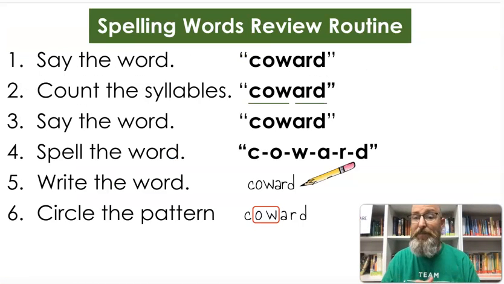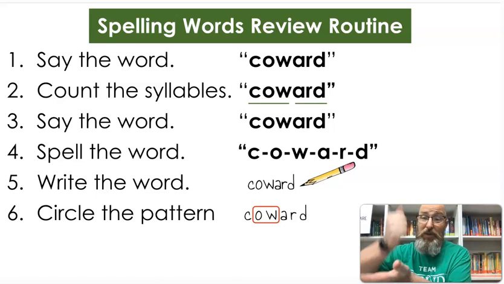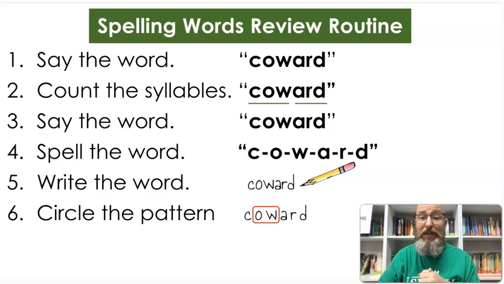We're going to use our same routine we use every single week. Say the word, count the syllables, make sure you use those fingers or tap it however your teacher wants you to. Say the word again. We're going to spell it. In our class, we smash it. So we're going to smash the word, and then we're going to write it. And then after we write it, we're going to circle our pattern. And of course, our pattern this week is diphthongs. Now, that's a lot of talking.